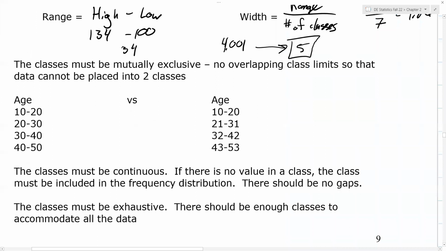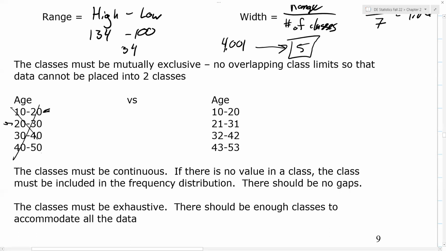When you're creating classes, you have to make sure that you create classes that are mutually exclusive, meaning every single data point has one and exactly one class or bin that it fits into. This first example is a poor setup because if someone is age 20, do you put a 20-year-old here or do you put a 20-year-old there? It's not clear, so this is a poor way to write your class widths. On the right-hand side, you get a better example. It goes from 10 to 20, then 21 to 31, 32 to 42. There's no age where you're not sure where to put someone.